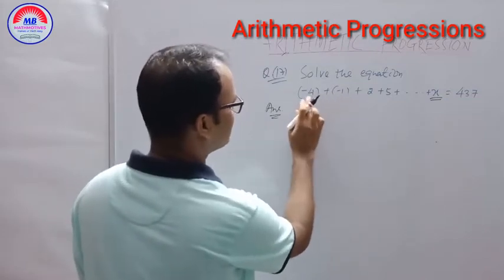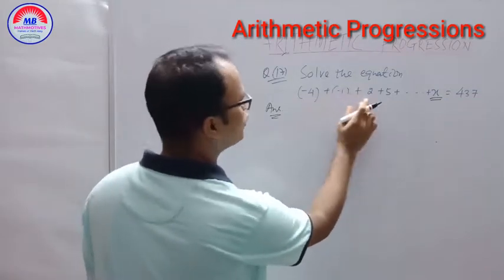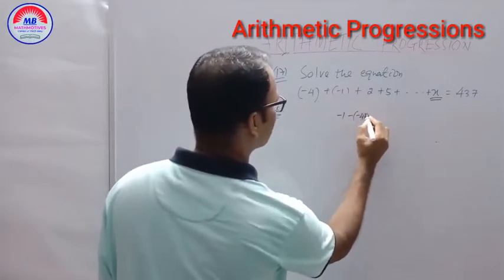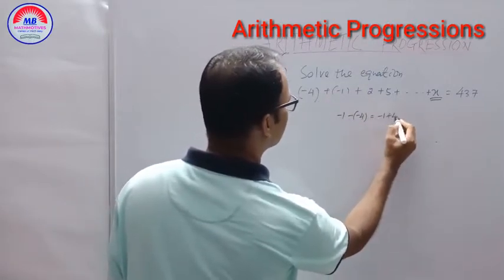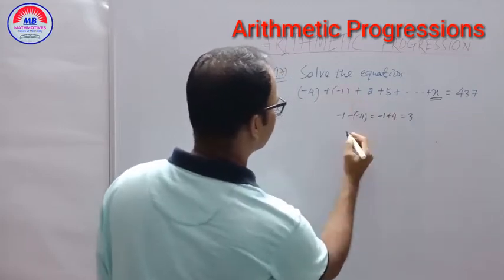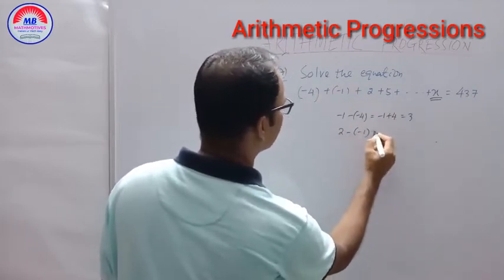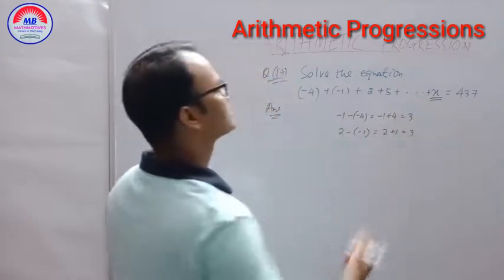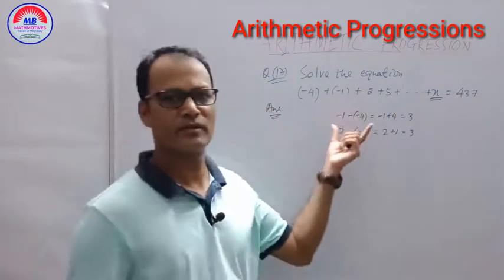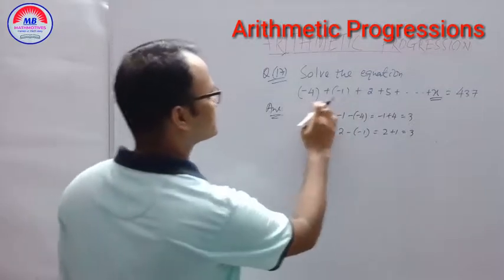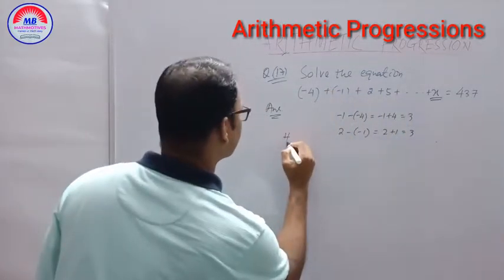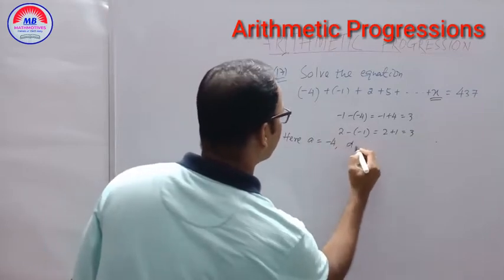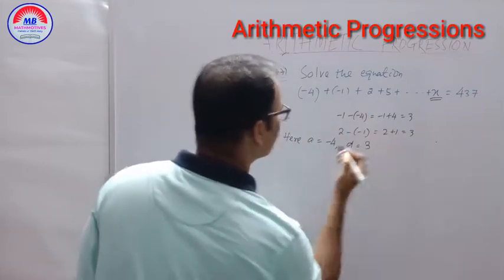Here you see -1 minus -4, and 2 minus -1. You can write -1 minus -4 equal to -1 plus 4 equal to 3. Second, 2 minus -1 is equal to 2 plus 1 equal to 3. So this series is in AP. First to find the sum, here a equal to -4 and d equal to 3.